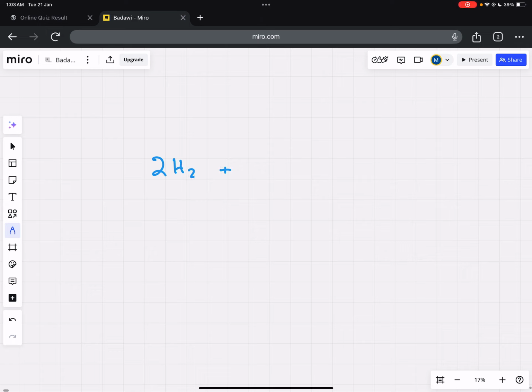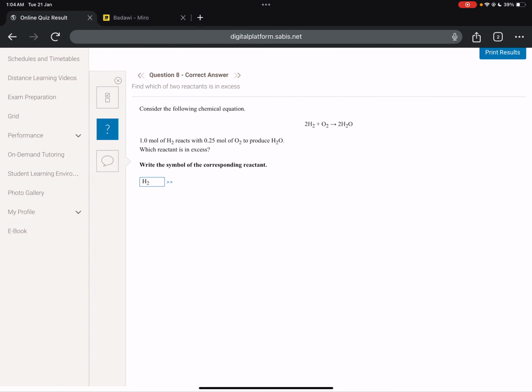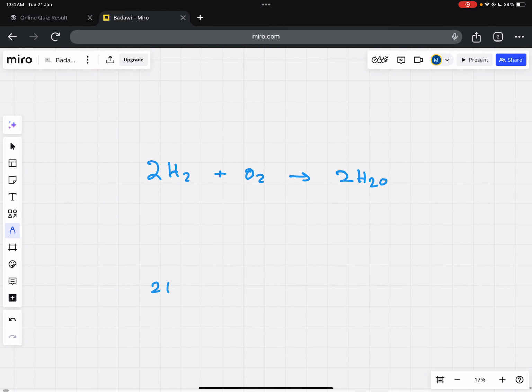So 2H2 plus O2 gives us 2H2O. First, I'm going to start with the hydrogen by itself. So I'm going to write the equation twice.